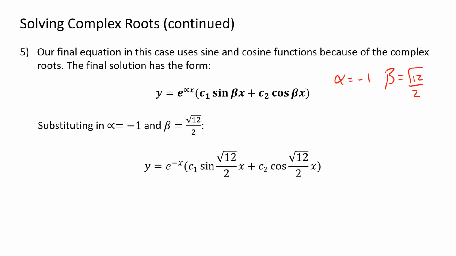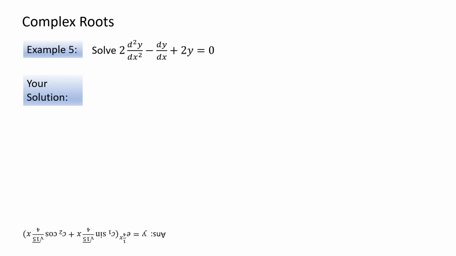So now if we simply substitute in our values for alpha and beta, we get that y is equal to e to the -x times c1 sine of root 12 over 2 times x plus c2 times the cosine of root 12 over 2 times x. So it's a little bit different in terms of using the quadratic roots formula, but at the end, you still have all the same pieces. You have the constants and the e terms. The difference is we add a sine and a cosine. All right, so let's look at one example with complex roots.